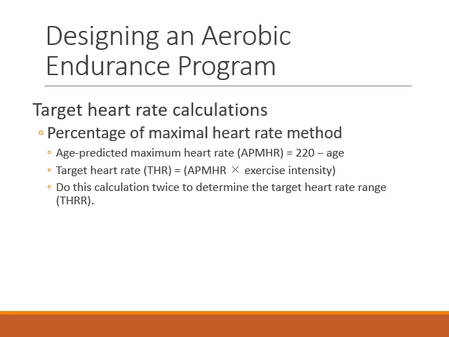But with this one, all you're basically doing is finding the age predicted max heart rate, and then you're just multiplying that by the exercise intensity. So you remove a step with this one, but it doesn't have the same relationship that the Karvonen method does, okay? Again, either one of them are fine to use, just to give yourself a reference point.